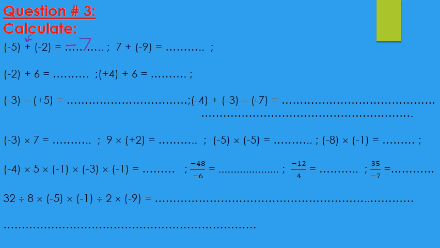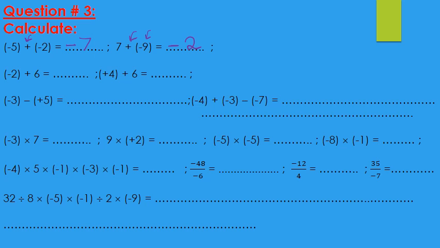7 plus -9, because we have addition. We look, the first sign is plus, the second sign is minus, so different signs. What's the sign of the greatest number? It's negative, so the answer will be negative, and we subtract 9 minus 7 is 2, so -2.